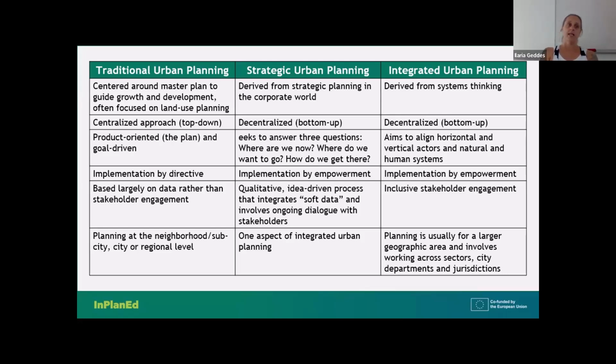And finally, traditional urban planning is usually focused on a specific scale, while integrated urban planning usually looks at a larger geographic area. So even if you're working on a small scale, like a neighborhood, you tend to try and understand the impacts on a larger scale.